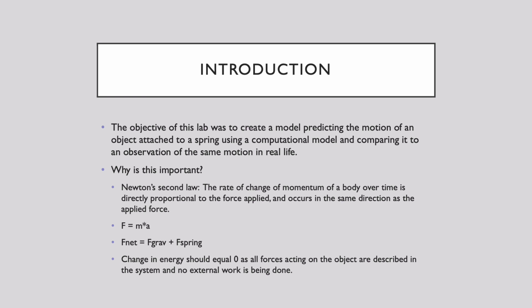So what are some important concepts to this? Well, Newton's second law, because we're going to be discussing the forces that are acting on the object and how this causes the momentum of the object to change. You can see here F equals mass times acceleration, and in this case the net forces on the object were the force of gravity and the force of the spring. And the change in energy should equal zero, as those are the only two forces acting on the object, which means there's no external work being done on the object.